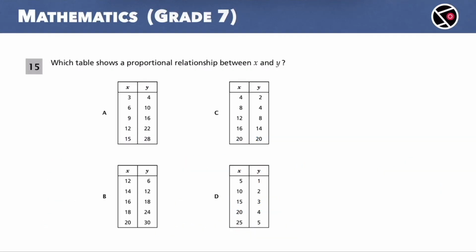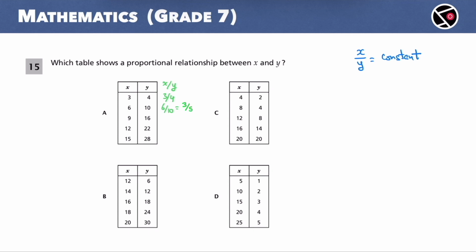Problem number 15. Which table shows a proportional relationship between x and y? Proportional means the ratio of x to y should be constant. Let's check this ratio for each option that we have. Starting with A, for the first set we have 3 by 4. For the second set we have 6 by 10, which equals 3 by 5.